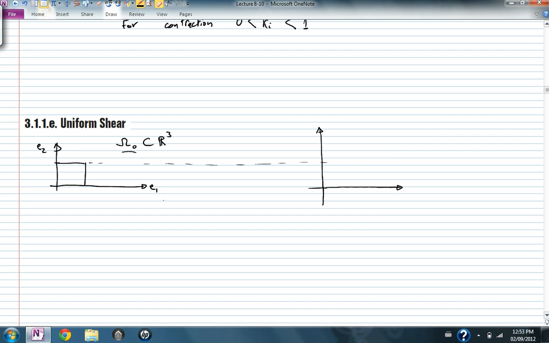uniform shear is described by the movement of all the points perpendicular to a certain direction. So all the vectors that are perpendicular to a certain direction move along another direction. So all these vectors move in this direction.